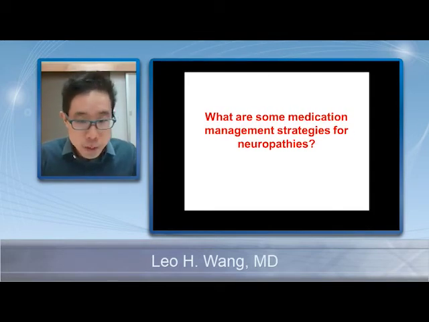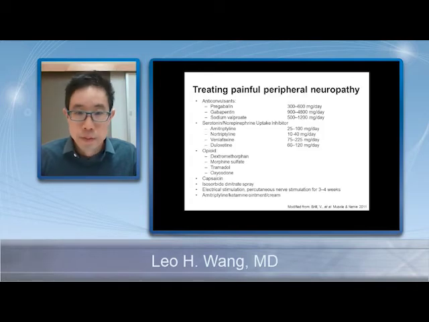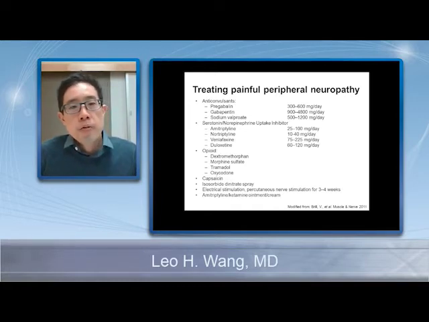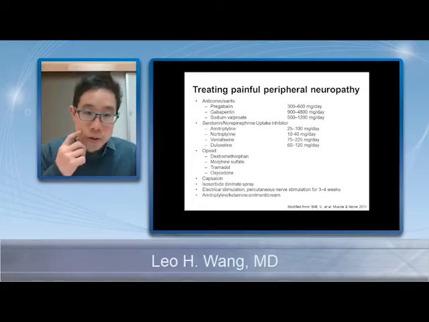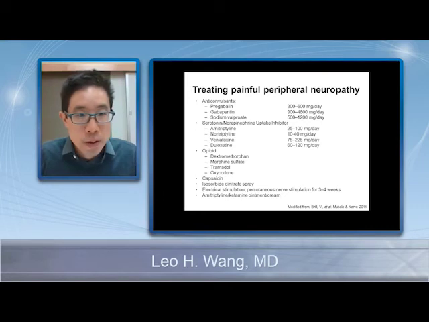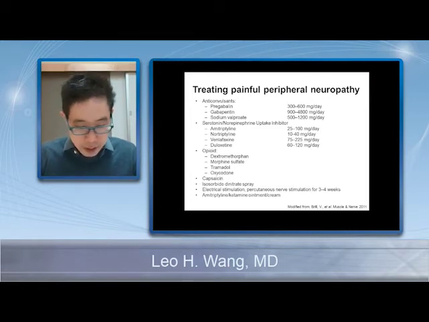What are some medication management strategies for neuropathies? Here are some of the ones you can use to treat painful peripheral neuropathies. Anticonvulsants were used mainly for seizures, but now have been found to be beneficial for treating peripheral neuropathies. These include pregabalin, gabapentin, and sodium valproate. The serotonin and norepinephrine uptake inhibitors are also helpful: amitriptyline, nortriptyline, venlafaxine, and duloxetine.